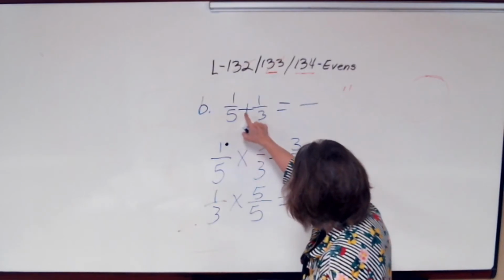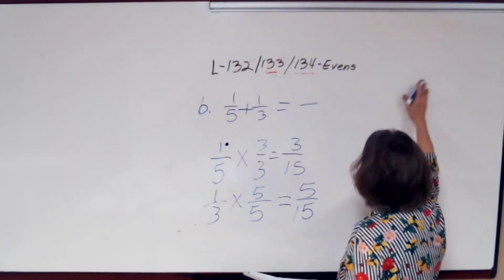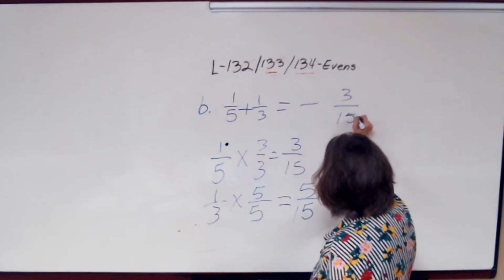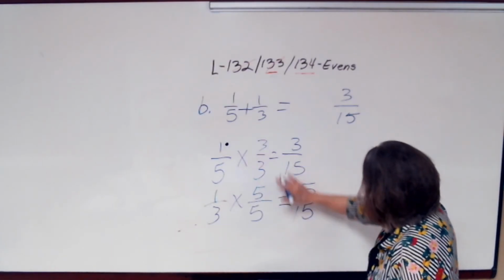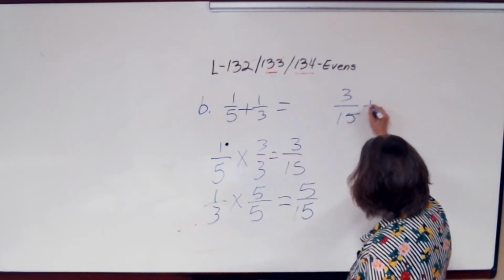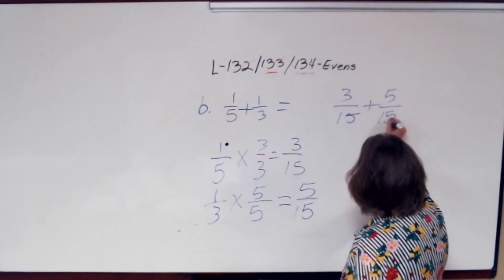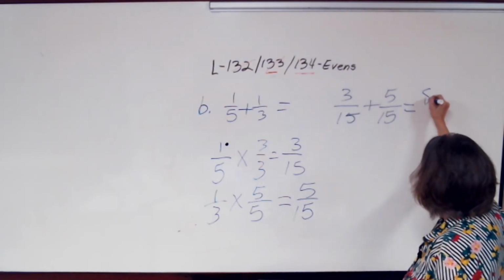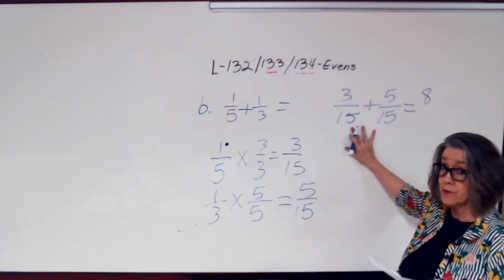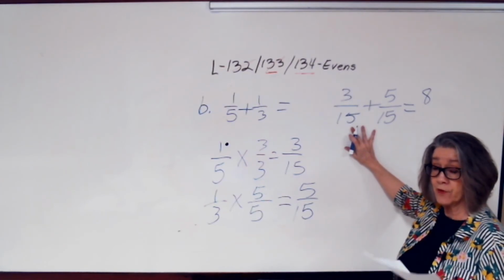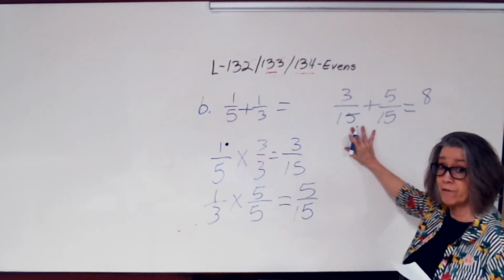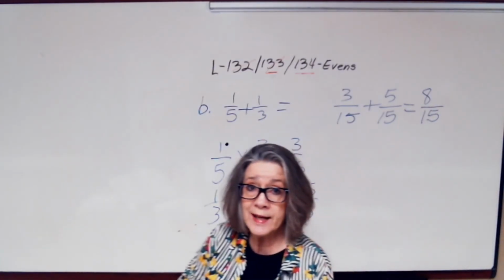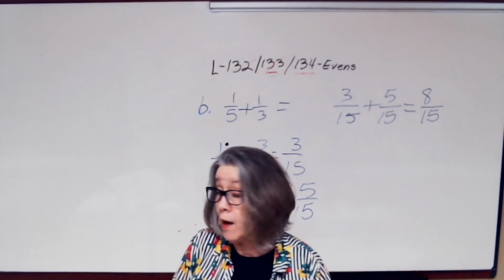So now we can go and do this problem. We're going to rewrite it. So 1/5 is the same as 3/15, and 1/3 is the same as 5/15. All we do now is add the top one, the numerator, which is 8. We do not add the denominator together. The denominator stays the same when we add or subtract fractions. So it's 8/15.